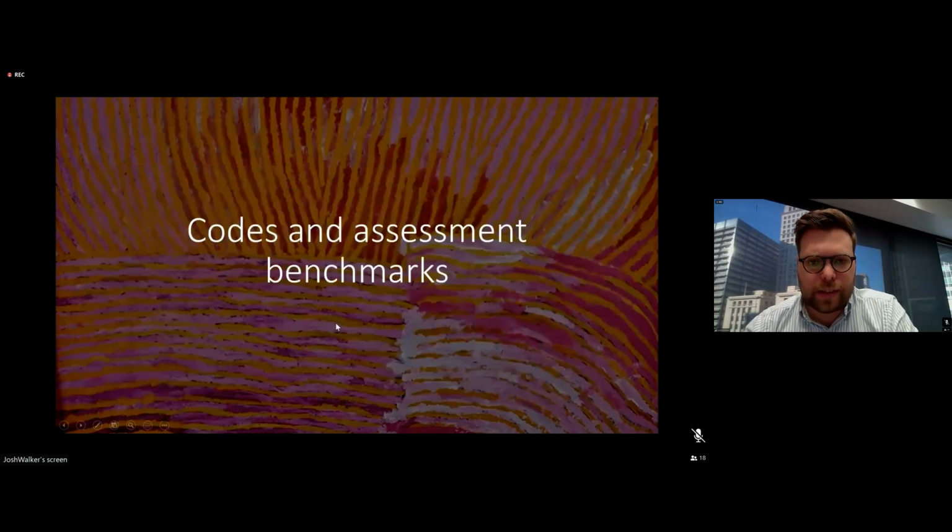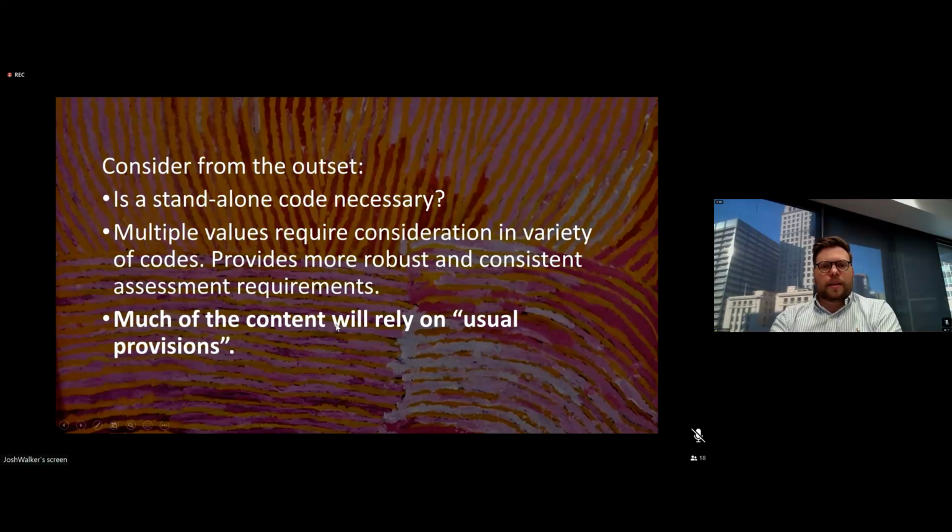Codes and assessment benchmarks. Important to consider from the outset: is a standalone code necessary? And again, the flavour of what we've been talking about is probably not. You can probably work it within codes that are already in the framework and the architecture of the scheme.